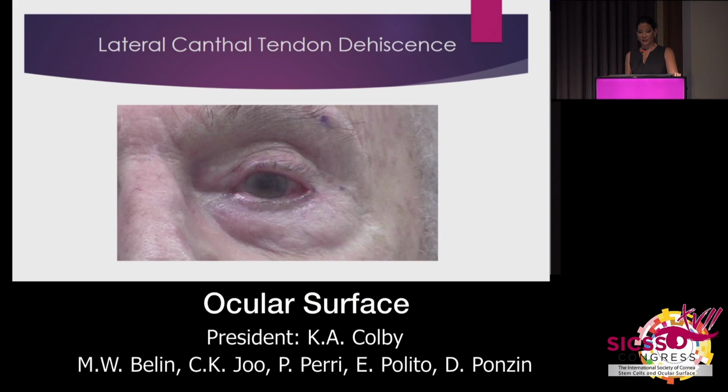So lateral canthal tendon dehiscence is important because you have to recognize this when there's a problem with the entire body of the lateral canthal tendon. What you'll see is that the patients have rounding of the lateral canthal angle, and every time they blink, the lateral canthal angle shifts medially. So you watch them blink.